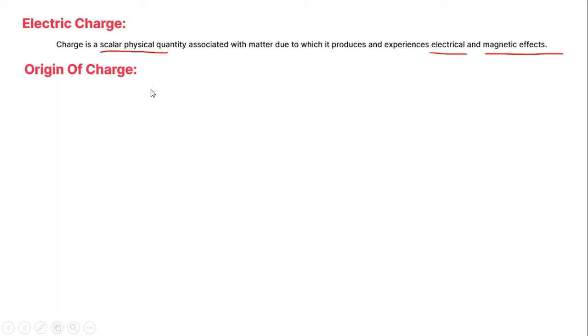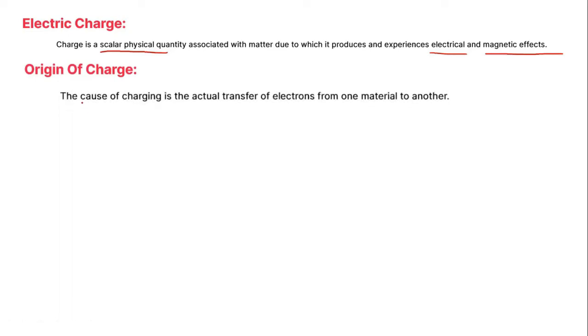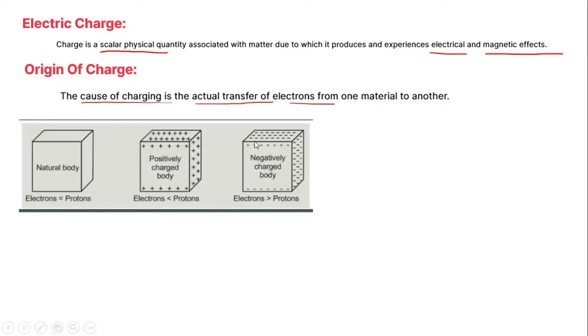Now, an obvious question comes to mind: what is the origin of charge? The origin of charge, or the cause of charging, is the actual transfer of electrons from one material to another. Mind it, the key word here is the actual transfer of electrons. What is meant by this? If we have a neutral body, in a neutral body the number of electrons and number of protons are always equal.